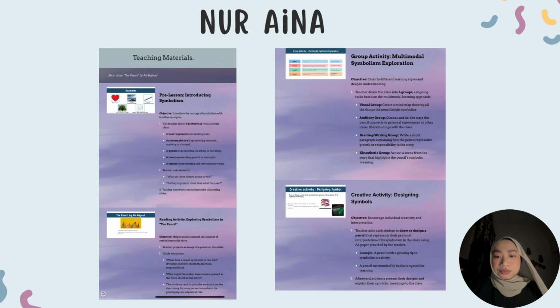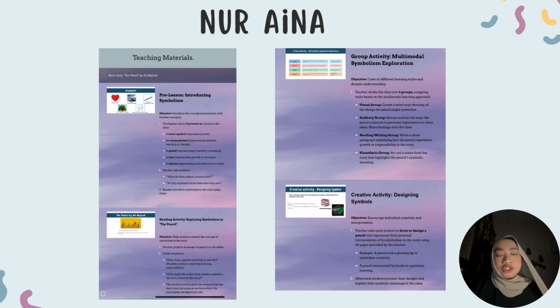The teacher will project an image of a pencil on the slides, and there are 2 questions to be answered together. The first one is, what does a pencil symbolize in real life? And the second question is, why might the author have chosen a pencil as the main object in this story? Next, the teacher will show an excerpt from the short story, and students will read in pairs together.